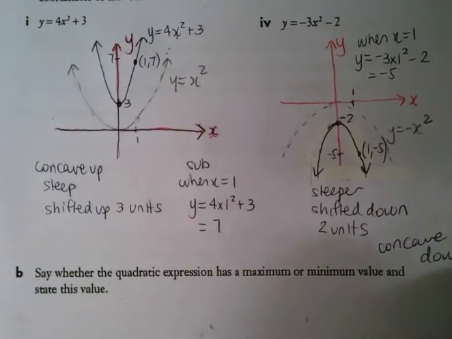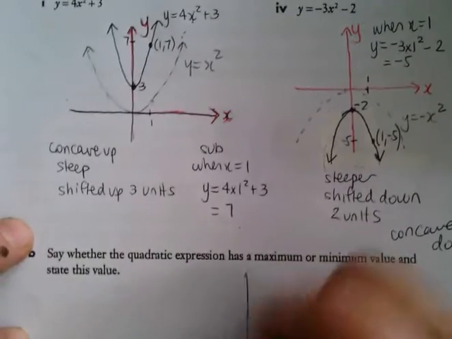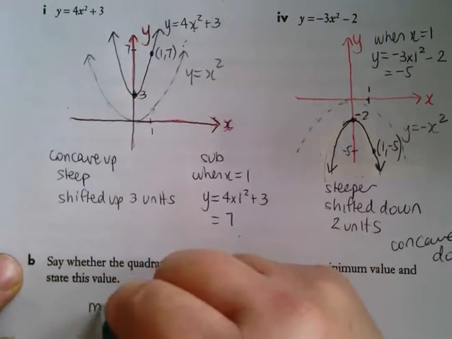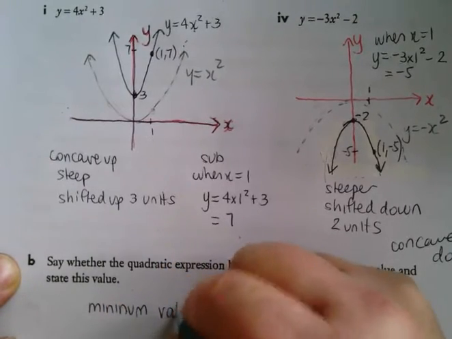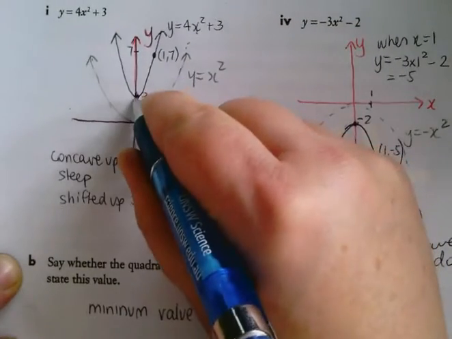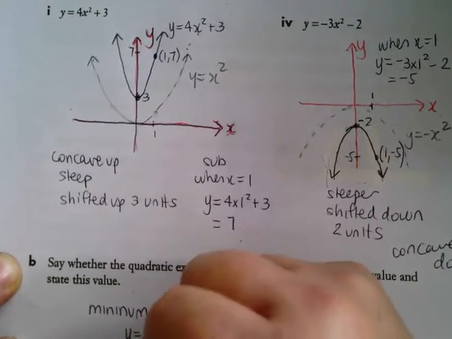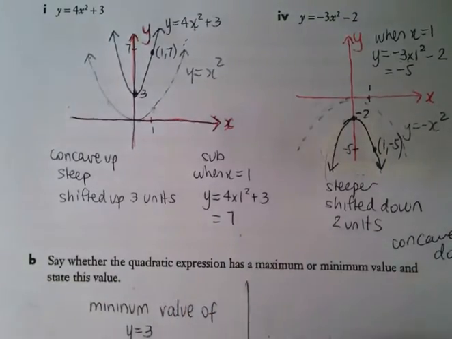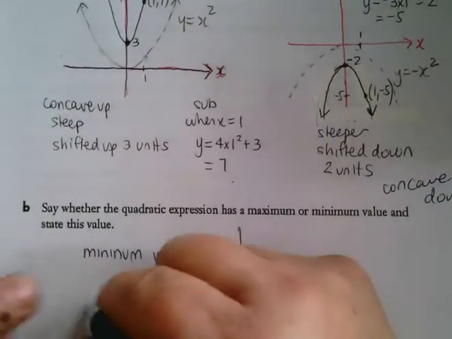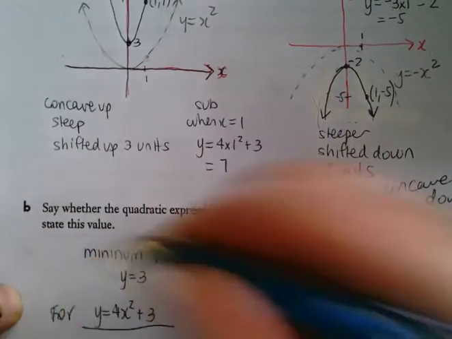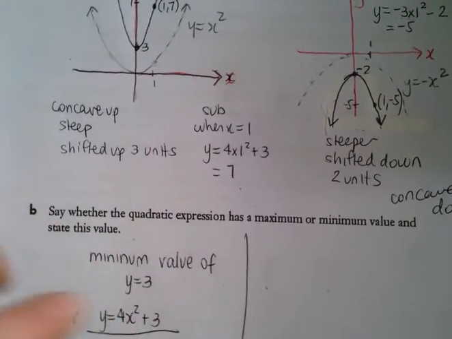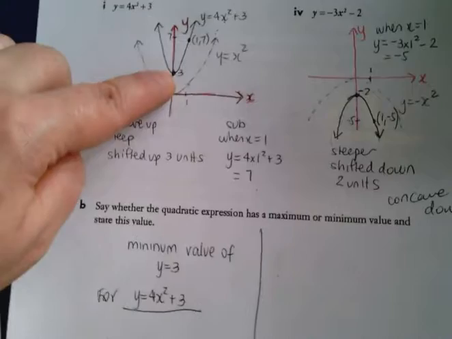Now, state whether the quadratic expression has a maximum or a minimum value. See this first graph here, does that have a maximum or a minimum value? So the first one has a minimum value of what? Of 3. Of y equals 3. So that's for this equation. For the equation y equals 4x squared plus 3, it's got a minimum value of 3. Can you see? It's got a minimum.